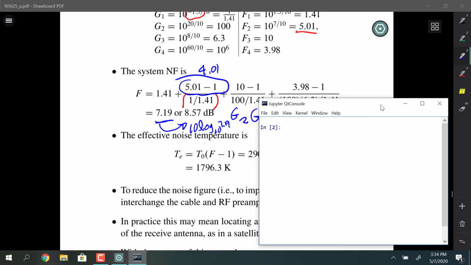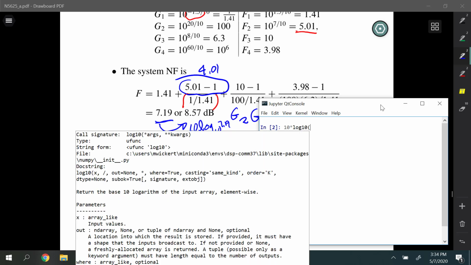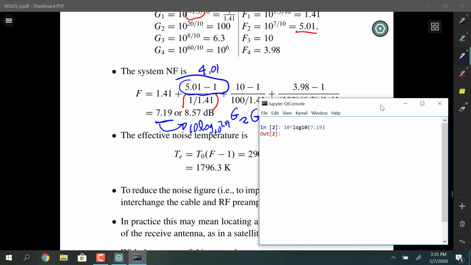I won't load any other packages, but I just wanted to do a quick verification, 10 log 10 of 7.19. 8.567. When you take your exam, you'll probably want to be using your calculator because it will be a lot more compact device to use.